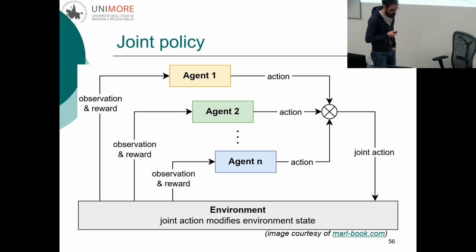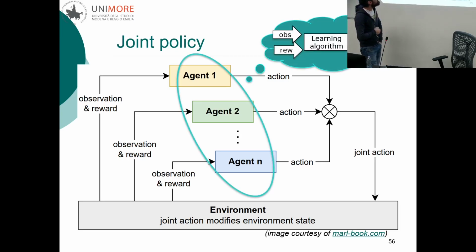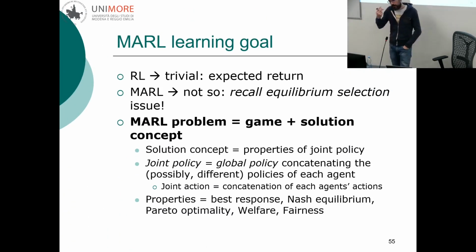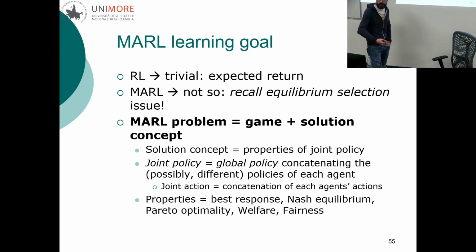So a joint policy essentially is the collection, the concatenation of all the policies of each individual agent. So usually in multi-agent reinforcement learning, if you want some specific properties about your solution, you express these properties in terms of the joint policy.